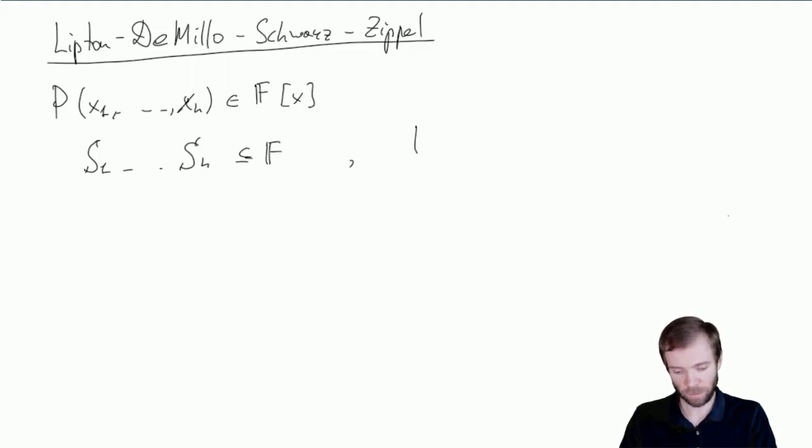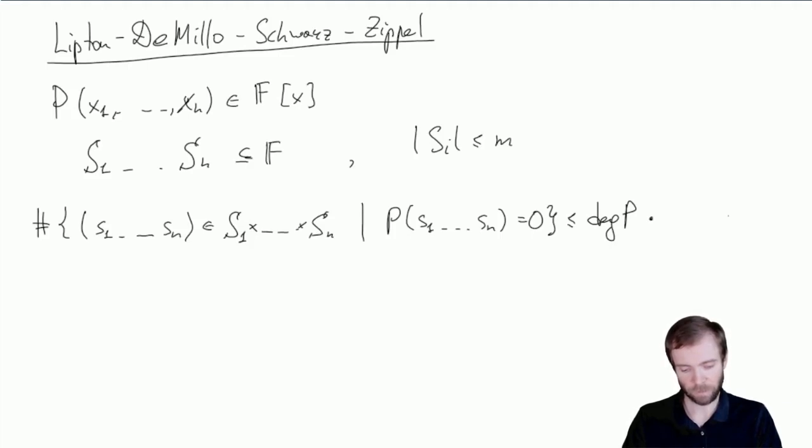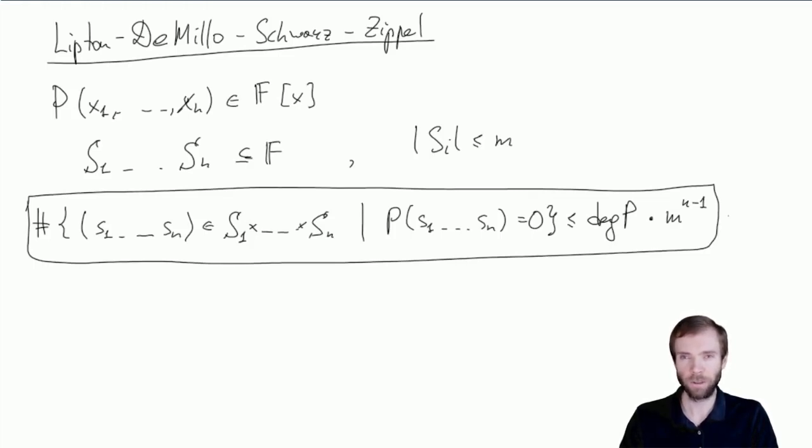We'll assume that all these sets Si have cardinality at most m, and the bound given by this lemma for the number of tuples (x1, ..., xn), such that x1 belongs to the set S1, up to xn belongs to the set Sn, and P vanishes on this tuple of values, is that the number of these tuples does not exceed the degree of the polynomial multiplied by m to the power of n minus 1.